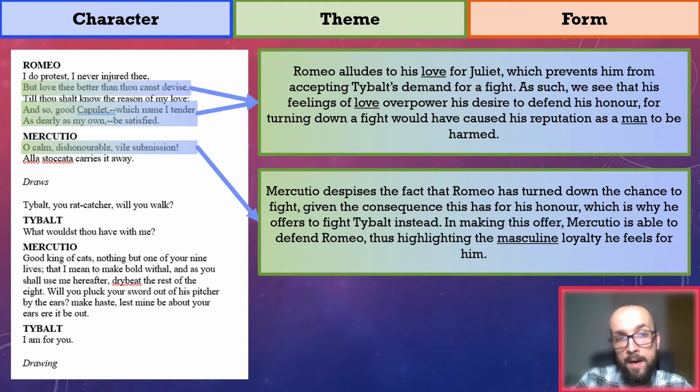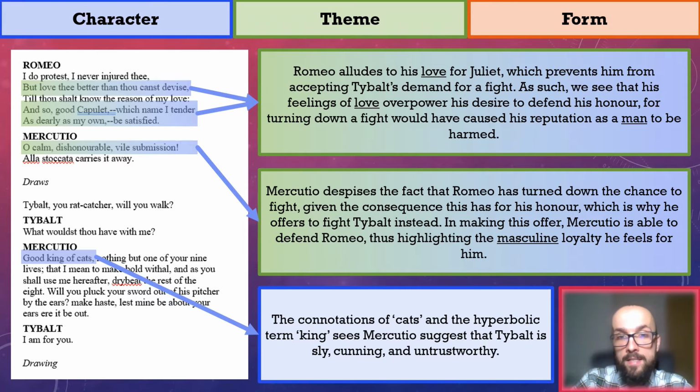And last of all for this part of the scene, I want to look at the phrase "good king of cats," which Mercutio uses in place of Tybalt's name. The connotation of cats and the hyperbolic term king sees Mercutio suggest that Tybalt is sly and cunning, and also untrustworthy, given that cats were associated with witchcraft in Shakespeare's time. As such, the term "good king of cats," although it looks like a compliment, is in fact a massive insult.